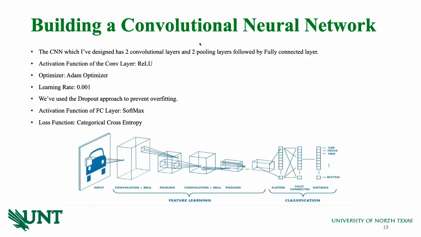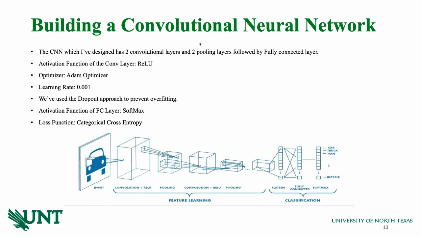ReLU is a rectified linear unit function, which is the best in mathematical operations, and that is used as the activation function for both convolution layers. My optimizer for this particular model is the Adam optimizer. Adam is considered to be the best because it follows the strategy of stochastic gradient descent by obtaining the local minima, and my learning rate is set to 0.001. And there is a process called dropout, which I'm using for preventing overfitting.